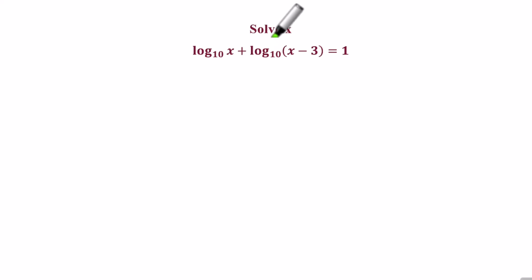Can you solve for x? It is given here: logarithm of x to base 10 plus logarithm of x minus 3 to base 10 is 1. Can you find x here? I think it is easy. You can use the product rule as well. So logarithm of x times x minus 3 to base 10 is 1.